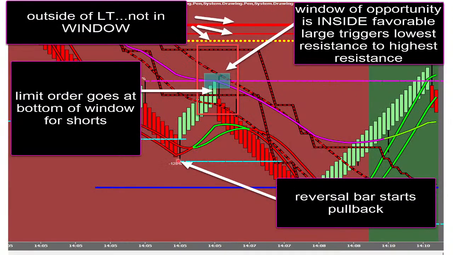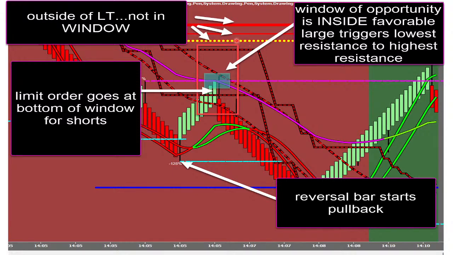The same is true going down. The reversal bar initiates the pullback. I'm going to look in my trigger lines, this red box, but remember that my areas for entry have to be inside of favorable large triggers, which means that this midband represents the only point where the market is most likely to continue. I'm going to activate a limit order just below it, and I'm going to wait for that small crowd to give me a push. Hopefully they get me, and if they do, I'm in that short trade.